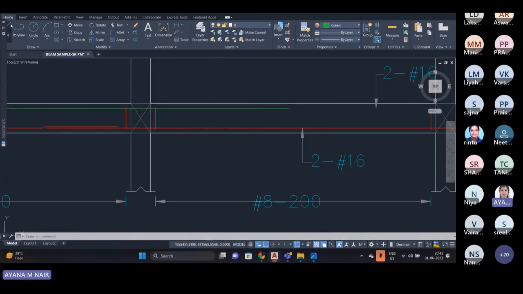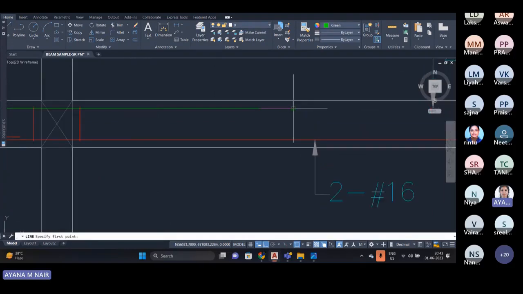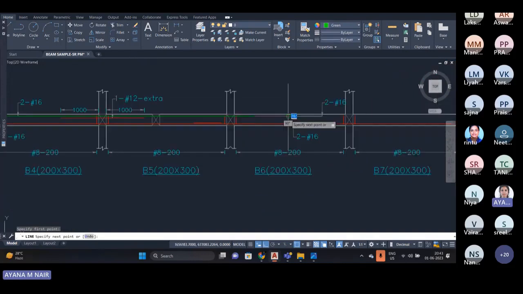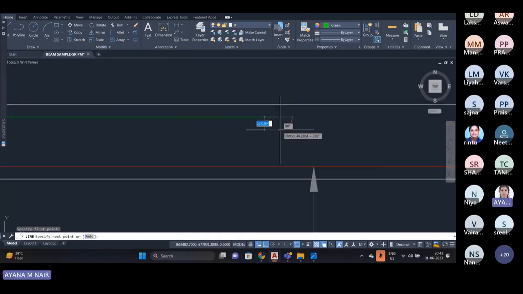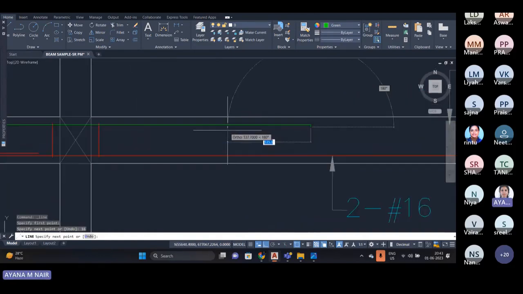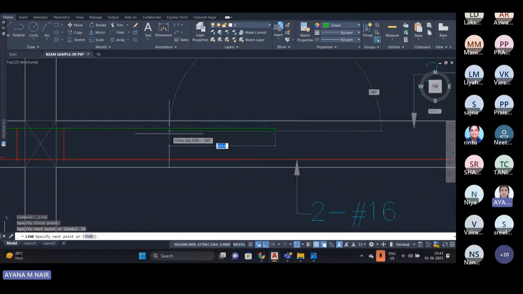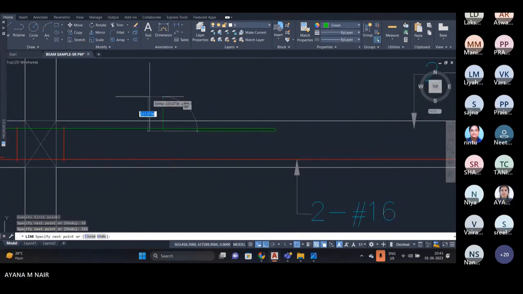First, you have to select a line and draw a line towards the bottom, which is equal to the diameter of the bars, that is 16. So this length should be 16 mm. Now, I have told you that this lapping length is 725. Towards the left corner, draw it as 725. Okay.